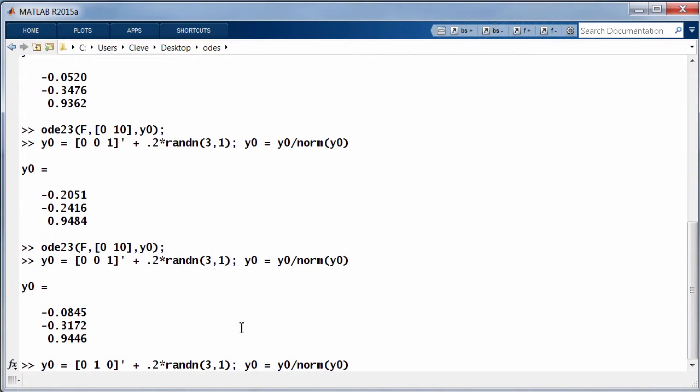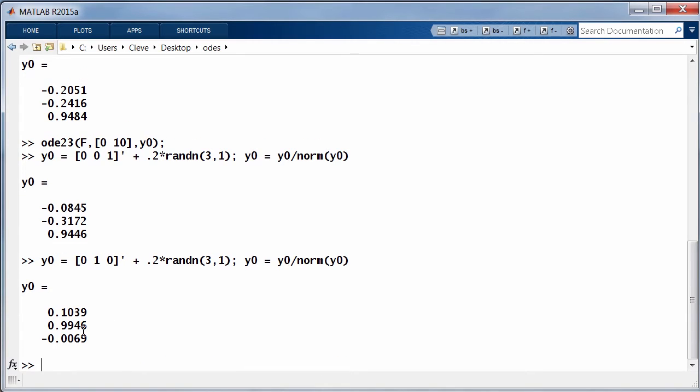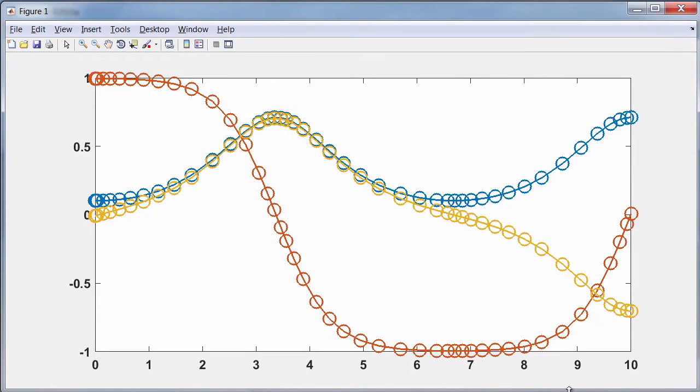Now we're going to go to the middle critical point. We're going to try and get the box to rotate around its middle axis. The second component is the one near 1. And now we see completely different behavior. This sienna component doesn't stay near 1. It goes down near -1 and comes back up.